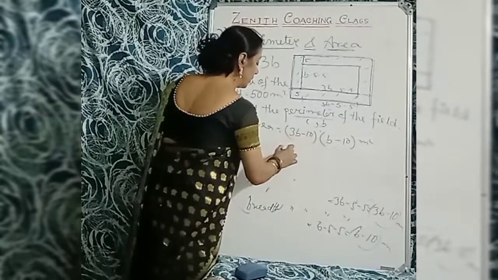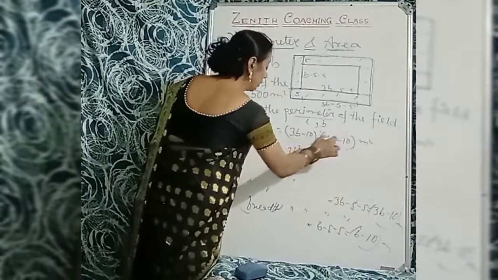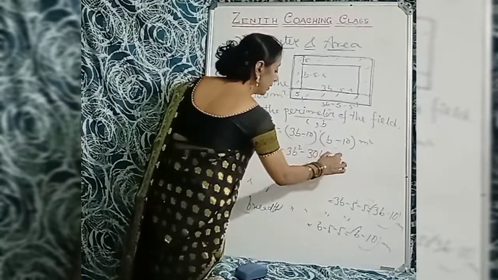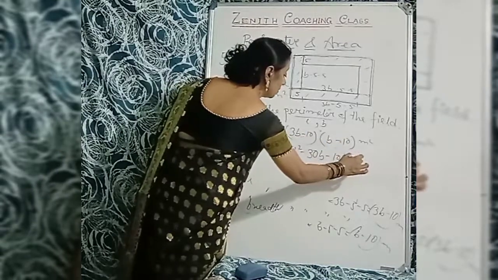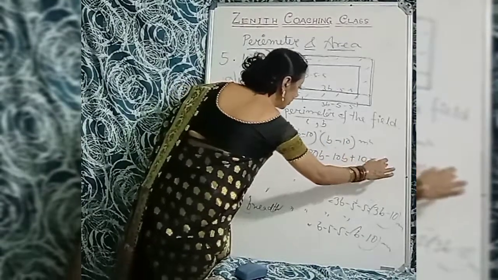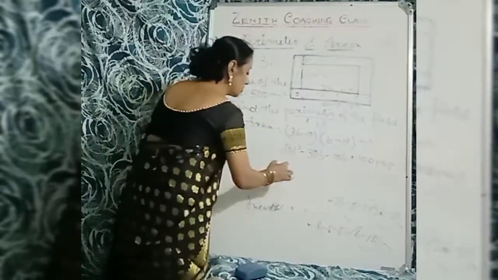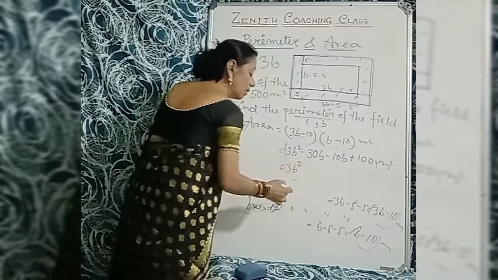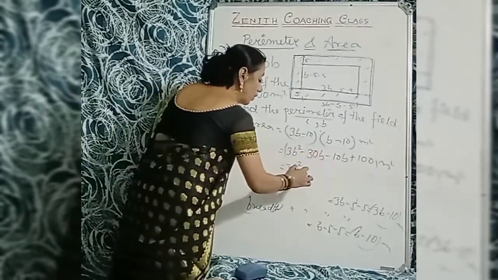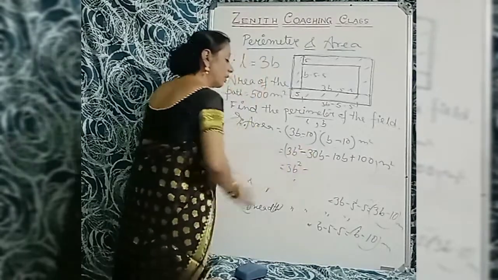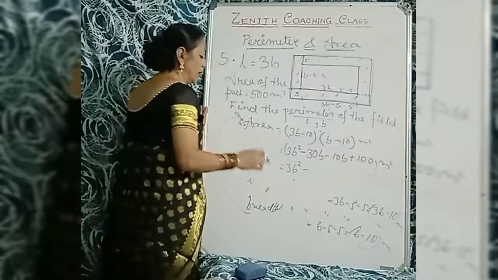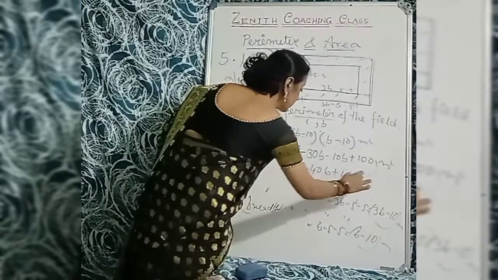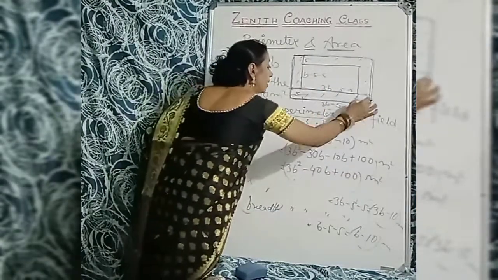So 3b multiplied by b is 3b square. 3b multiplied by minus 10 is minus 30b. Minus 10 times b is minus 10b, and minus minus is plus 100 meter square. That is the calculation here. So 3b square minus 30b minus 10b. Both are minus, so you have to add. 30 plus 10 is 40, and the sign of the bigger one is minus, so you put minus. So minus 40b plus 100 meter square is the area of the bigger field.